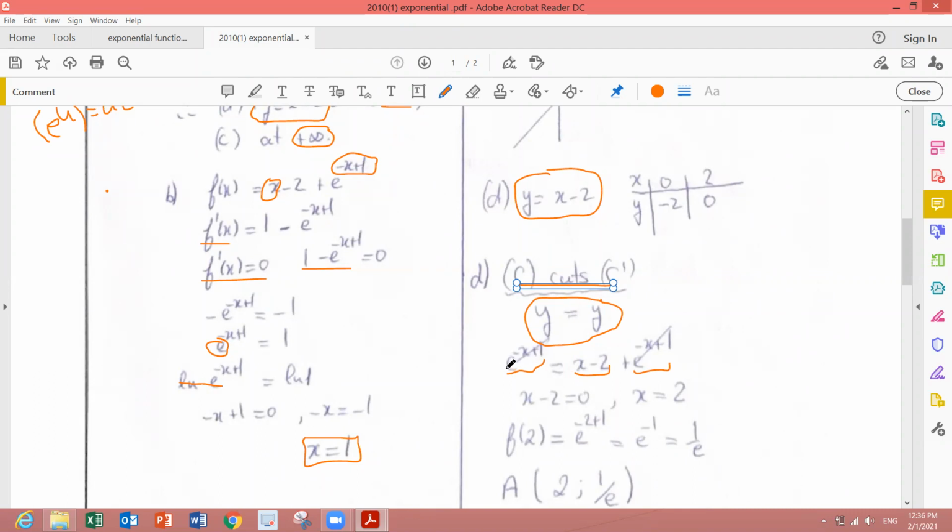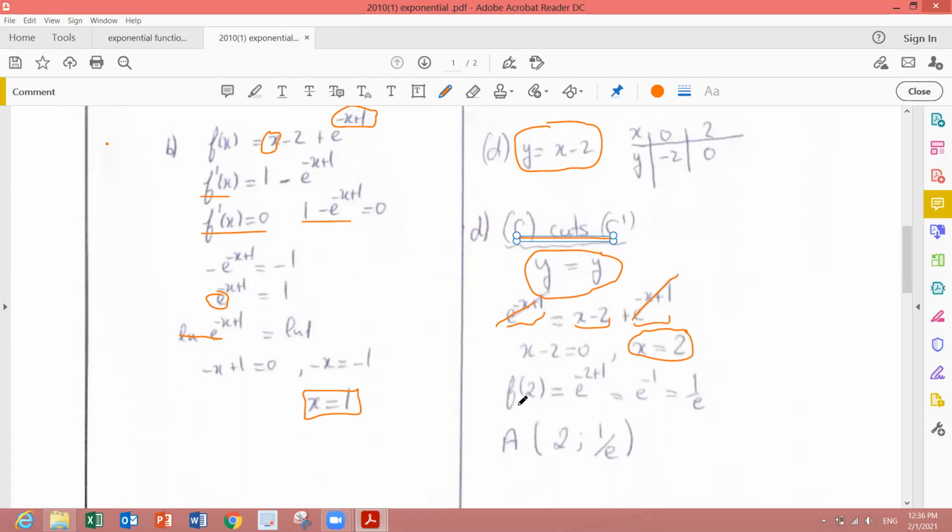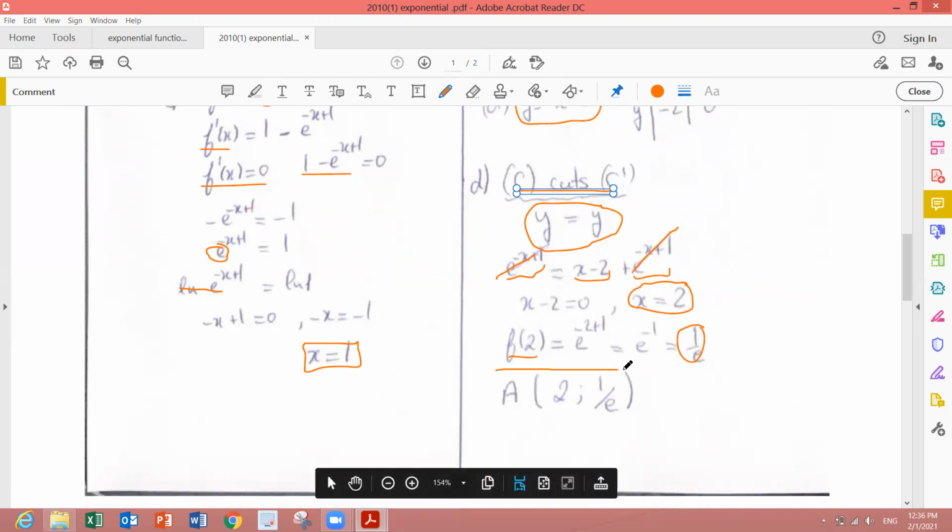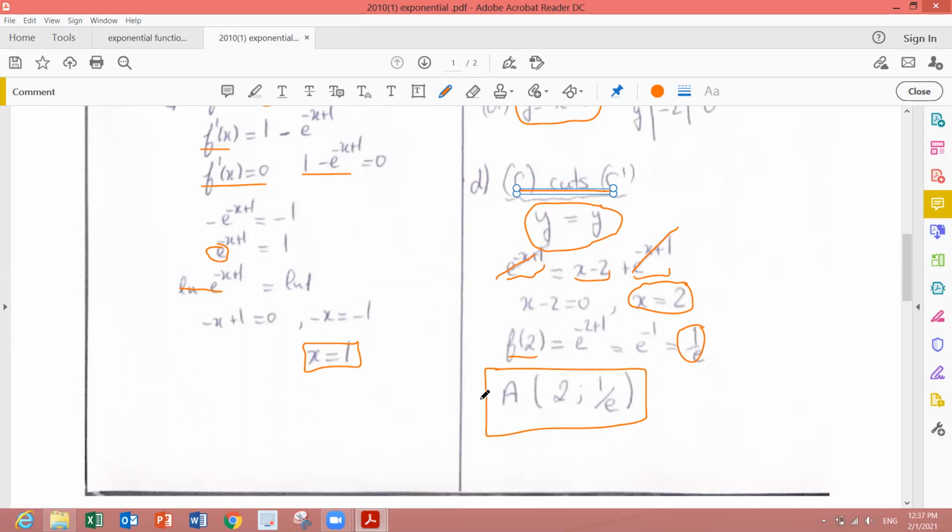This is the curve of C, e to the minus x plus 1. This is the curve of C prime. This one and that one cancel. Then x minus 2 equal to 0, so x equal 2. So they intersect at a point with abscissa 2. To find the ordinate, f of 2 is equal 1 over e. So the point of intersection is A, 2, 1 over e. So to find the intersection between two curves, you solve y equal y.